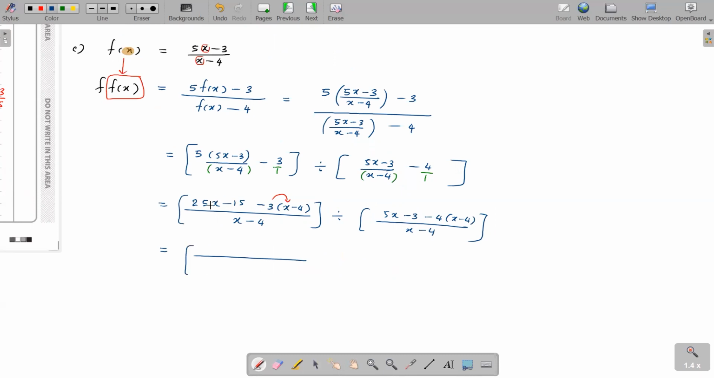What do I get? 25 minus 3 is 22x. And here, minus 3 into minus 4, be cautious. Minus 3 into minus 4 is plus 12. So plus 12 and the minus 15 is how much? Plus 12 and minus 15 is minus 3 over x minus 4.